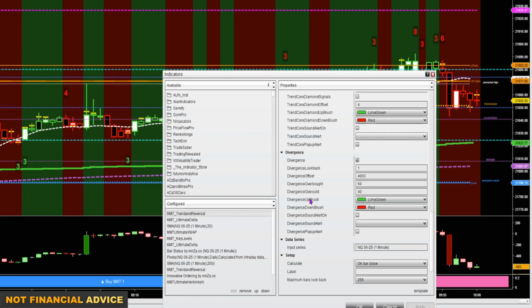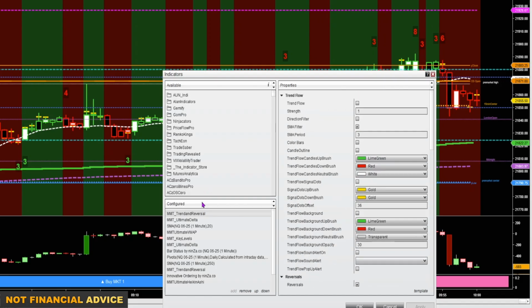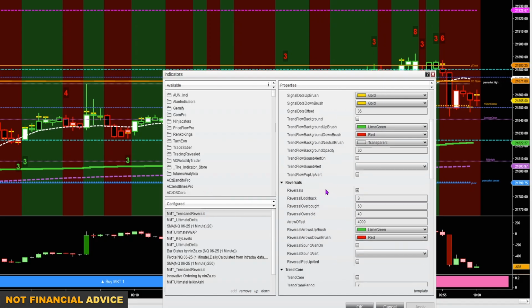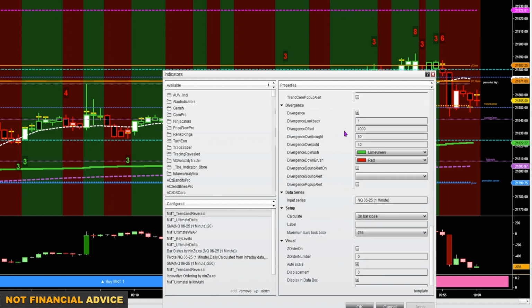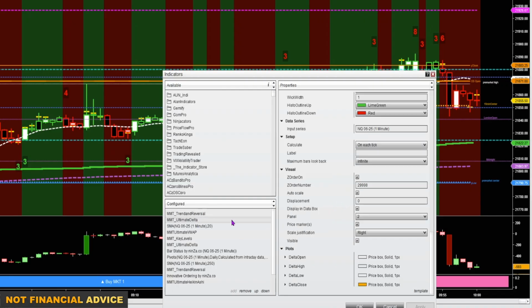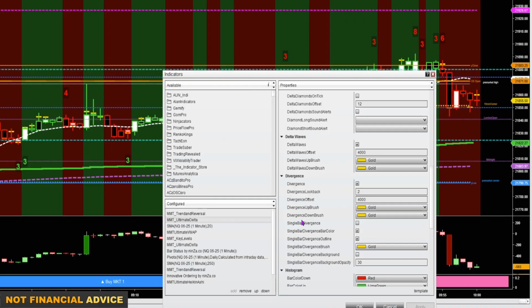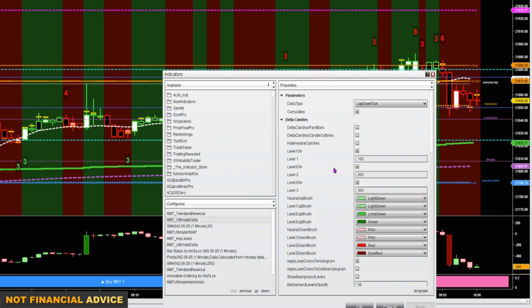So for the signals that the signal counter is measuring, I've got a trend and reversal with the reversals and the divergence activated, wide offsets. This is the default input series of price. I've got two instances of the MMT ultimate delta. I've got the delta waves and the divergence activated with the wide offsets. This one's in cumulative mode. This one is in per bar mode.